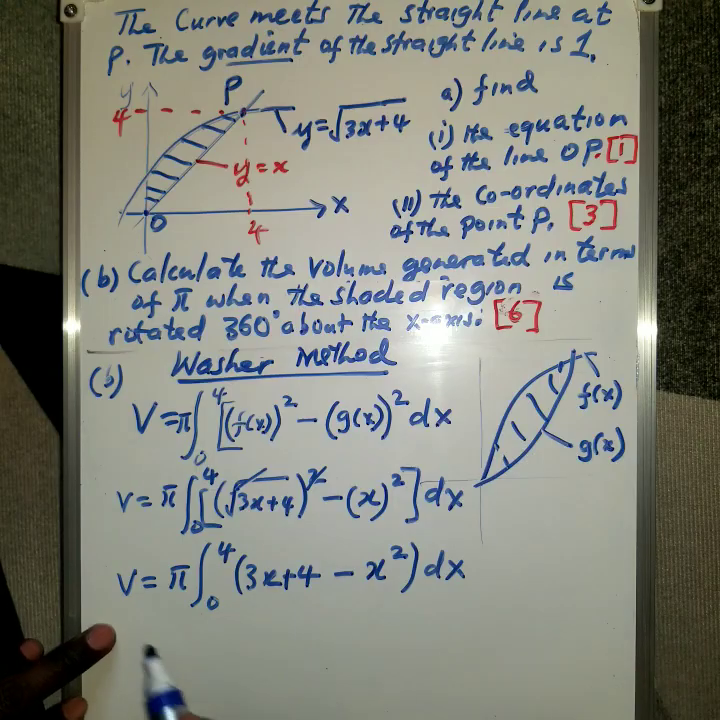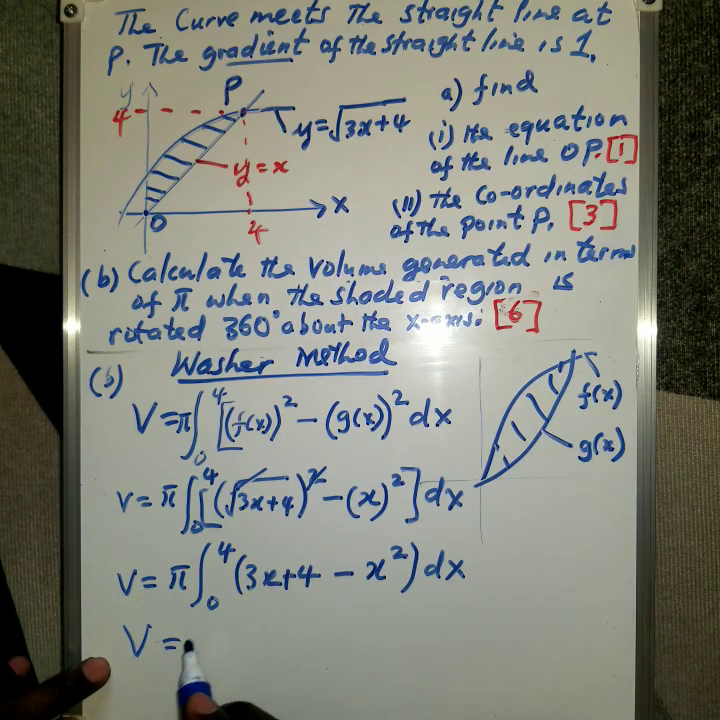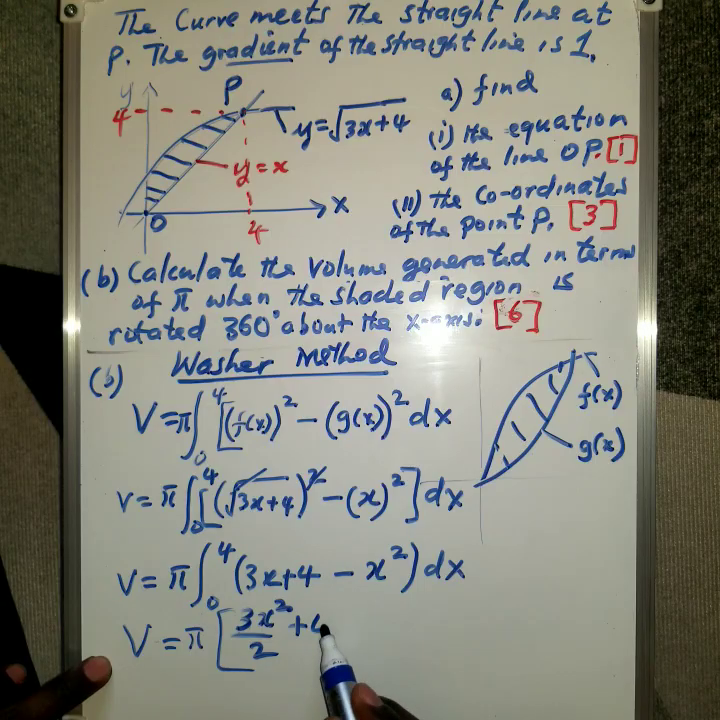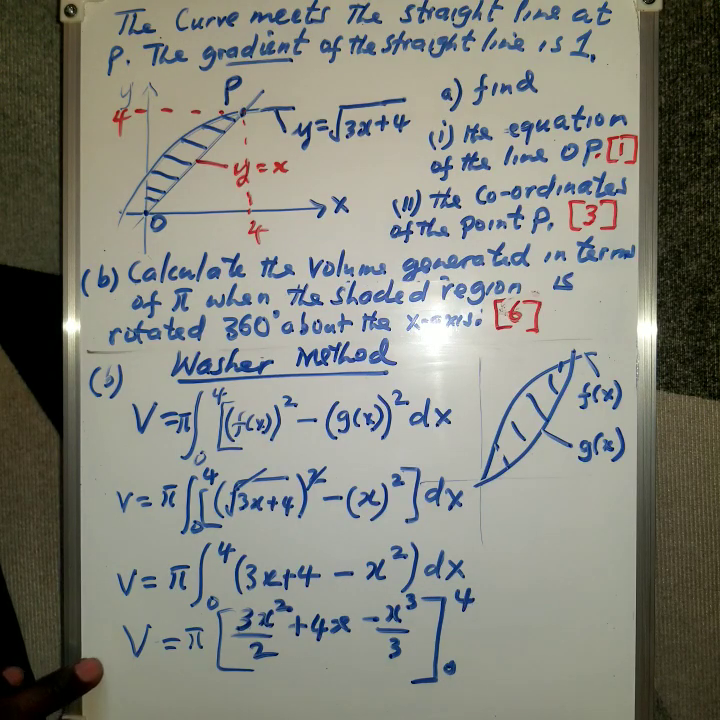So now when I integrate that, the volume will be equal to pi. Remember I told you to integrate individually. So 3x, you add 1 to the power, so it will become 3x squared, divided by the new power, which is 2. If it's just a number, you give it a letter, so it will be 4x. This one will go to x to the power 3 divided by the new power. Then we use the lower and the upper limit. So basically that is what we are going to do.